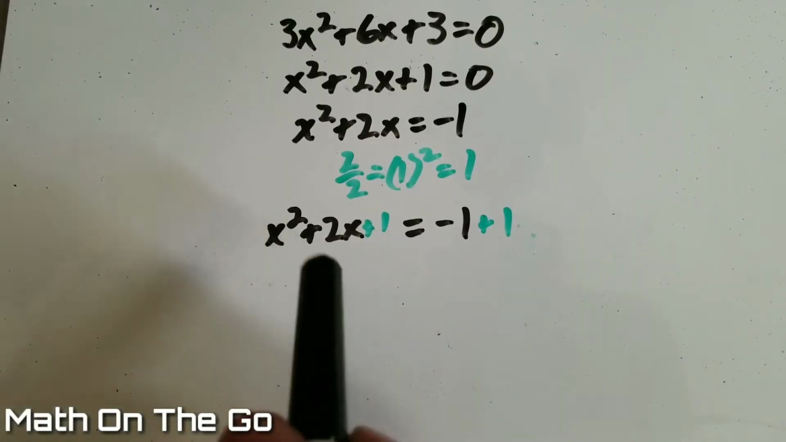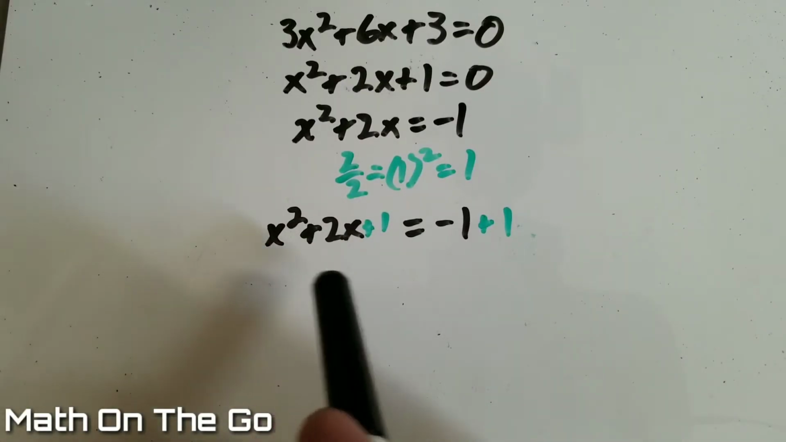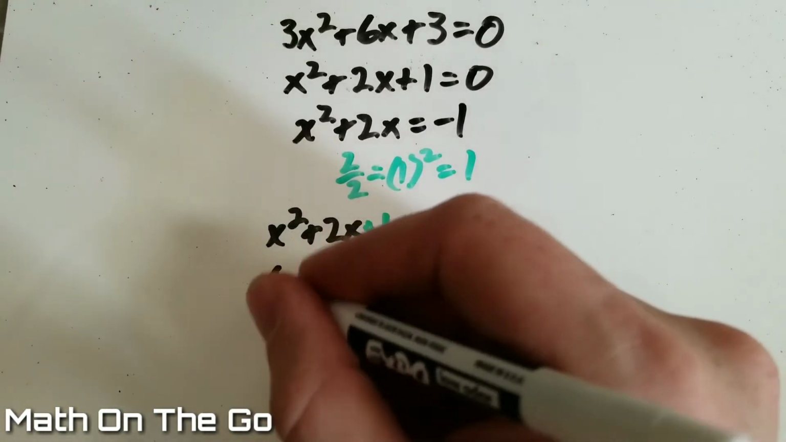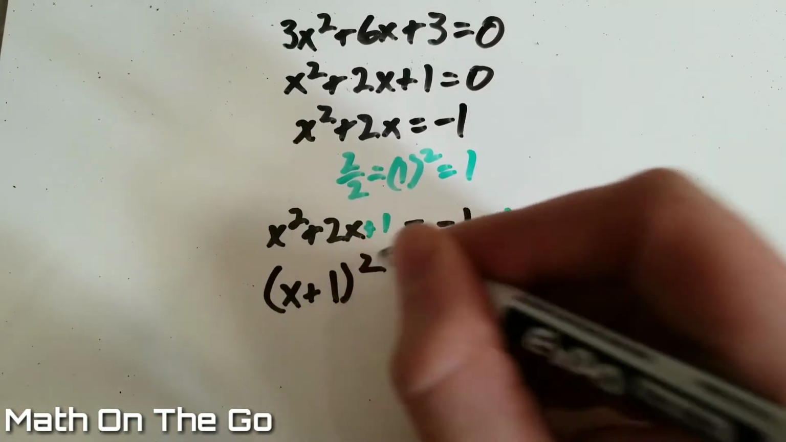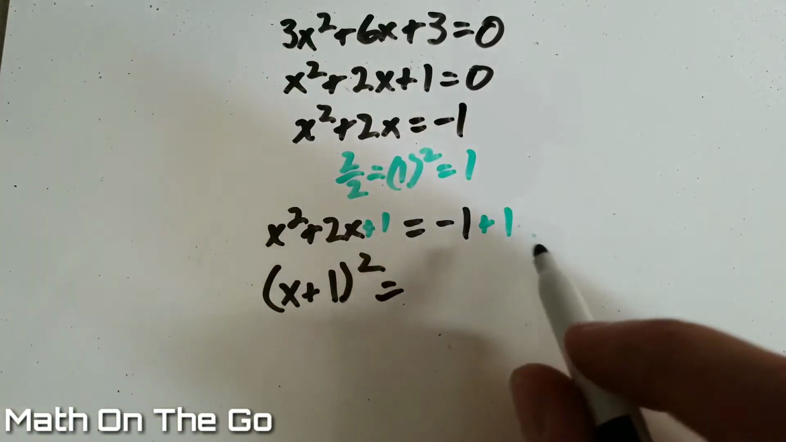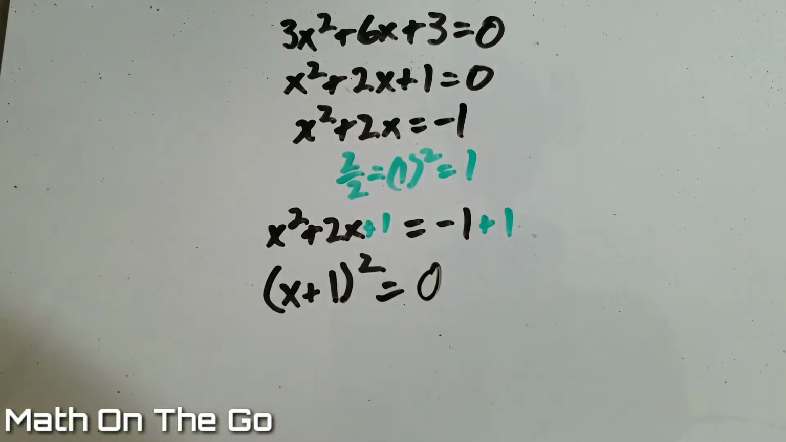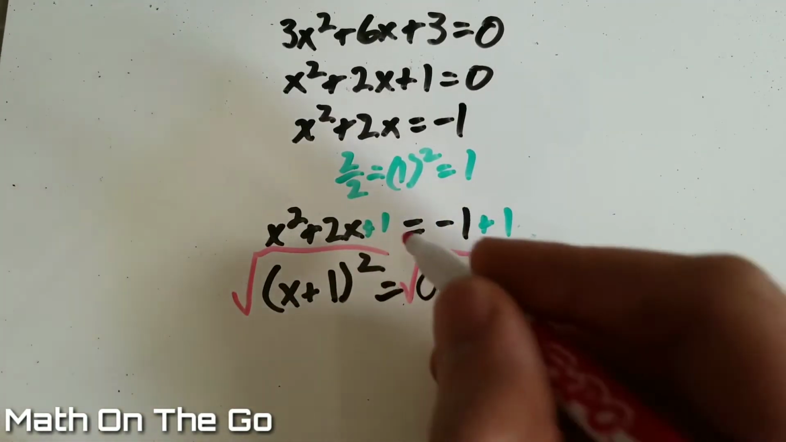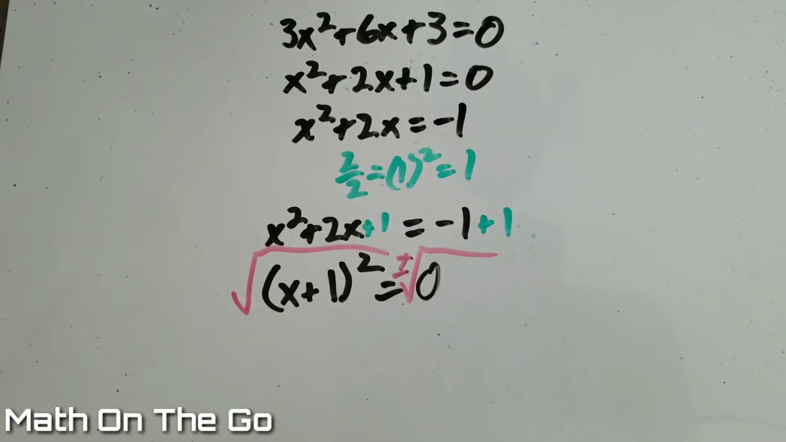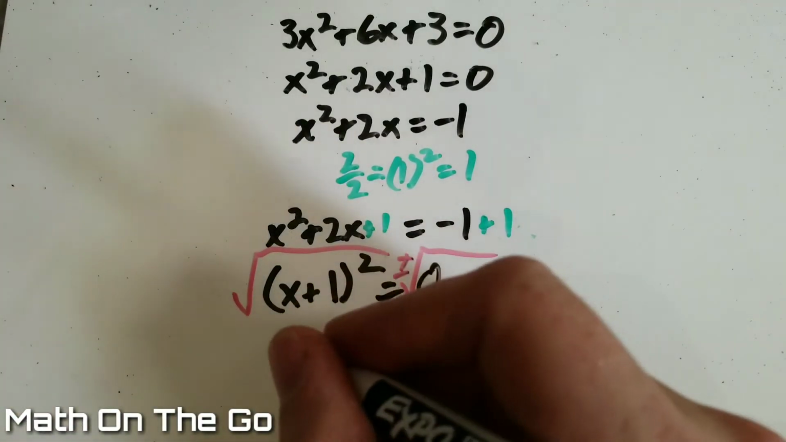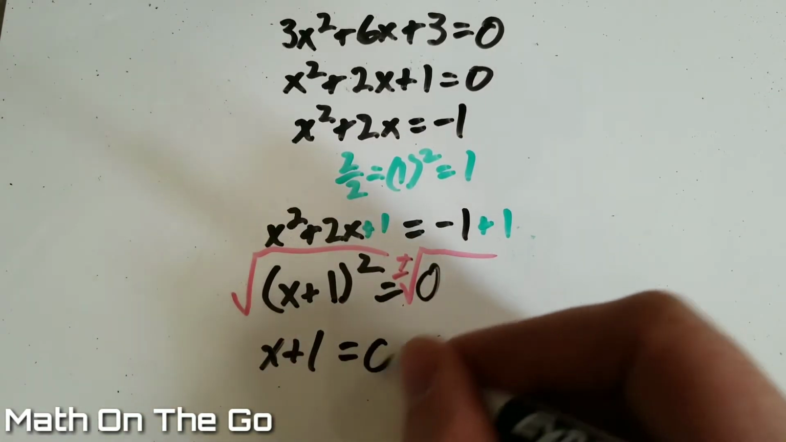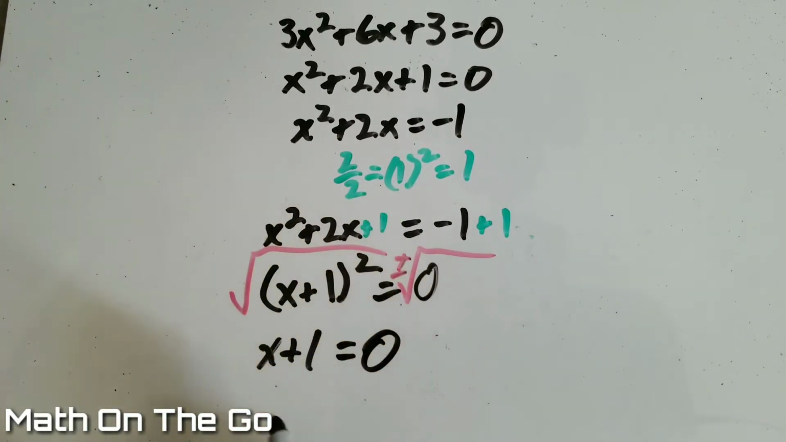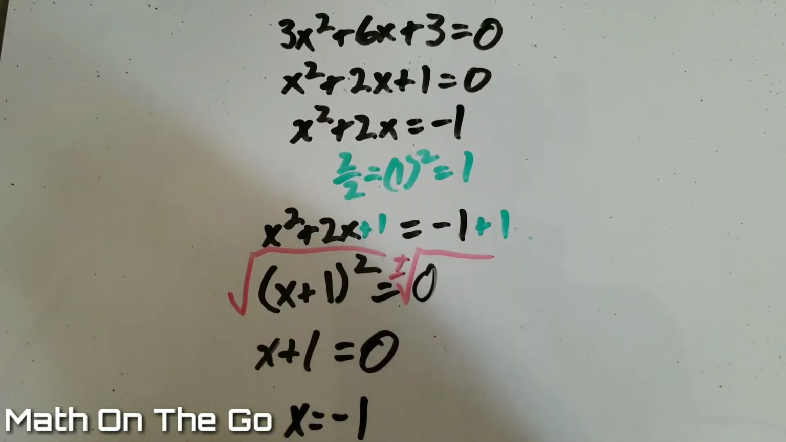And then we're going to factor this side out now, which becomes x plus 1 squared equals negative 1 plus 1 is 0. Then we're going to take the square root of both sides. So that becomes x plus 1 equals 0. Okay, and then we're just going to subtract 1 from both sides, giving us x equals negative 1. Now, if you notice, that's only one x-intercept.